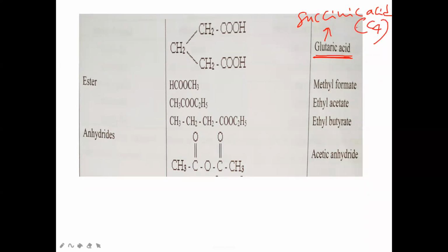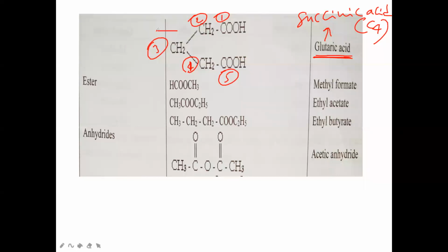Now check glutaric acid. 1, 2, 3, 4, and 5. 5 carbons. At the first position COOH is there, at the fifth position COOH group is there. So between succinic acid and glutaric acid, the difference in molecular formula is 1 CH2. And this also has 2 COOH groups, so it is also in the dicarboxylic acid series.